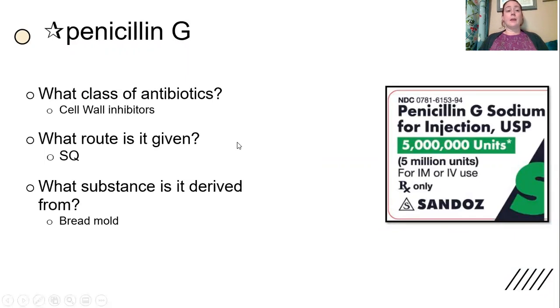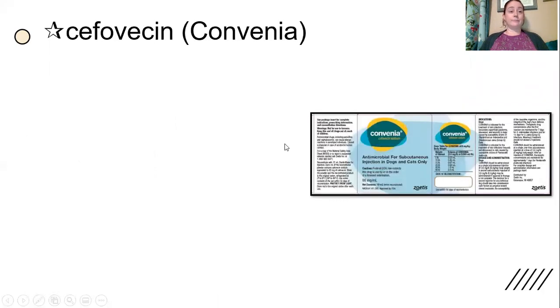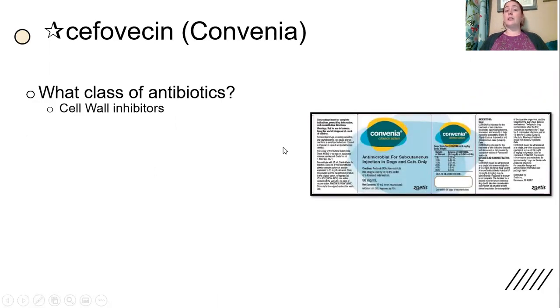Penicillin G. This belongs to the cell wall inhibitors. This is given subcutaneously. This is one that can be lethal if given intravenously. The substance that this is derived from originally, bread mold. And what is peptidoglycan? Because this stops the production of peptidoglycan. This is what's going to enable the bacteria to survive against the body's immune system. If we destroy peptidoglycan, the bacteria cannot fight the host.